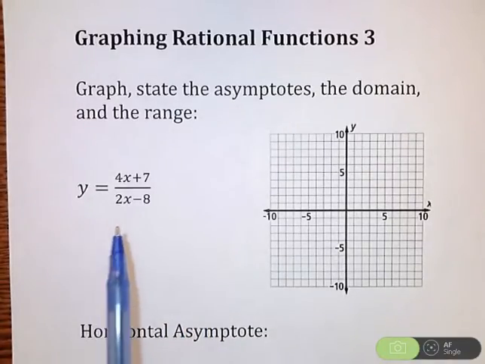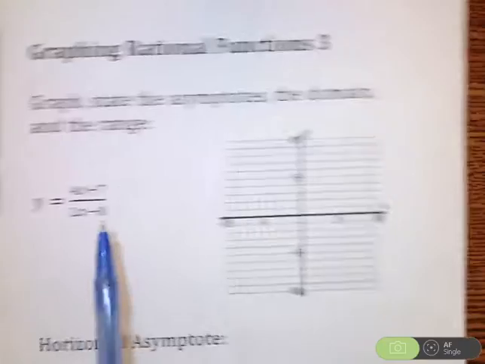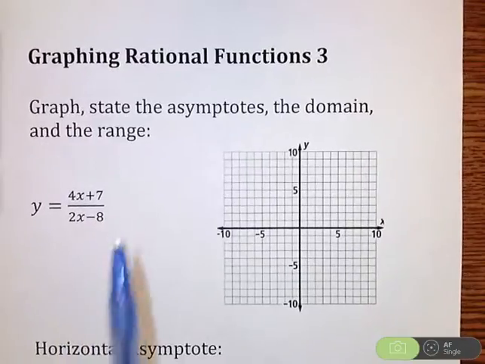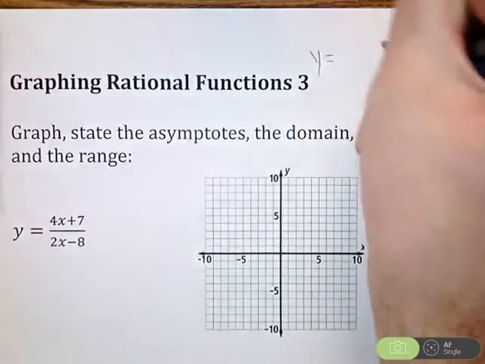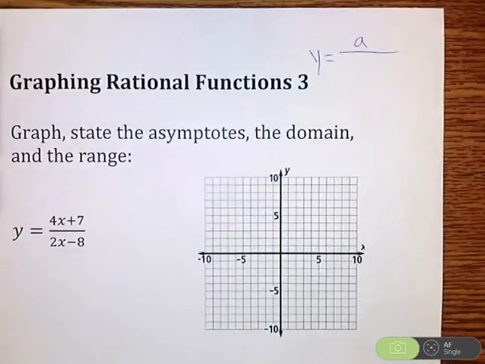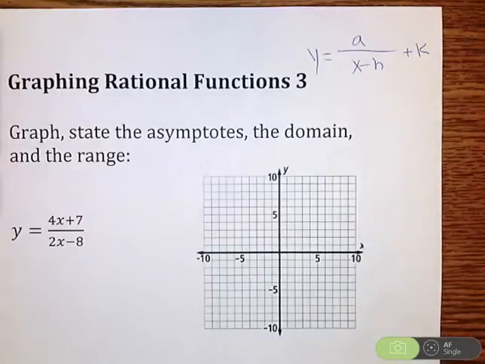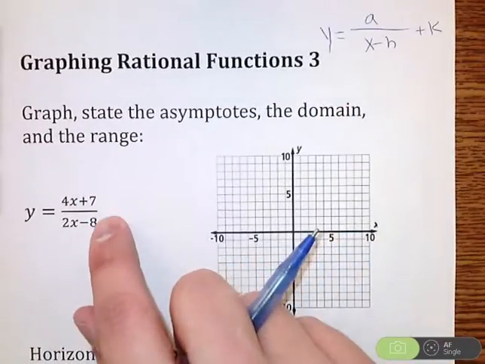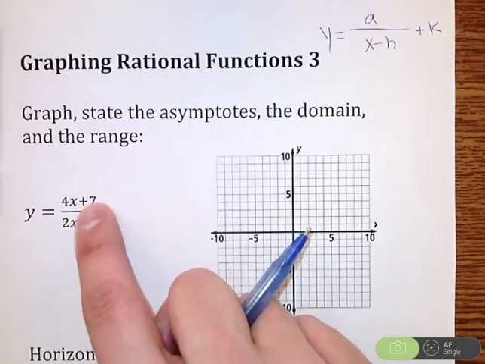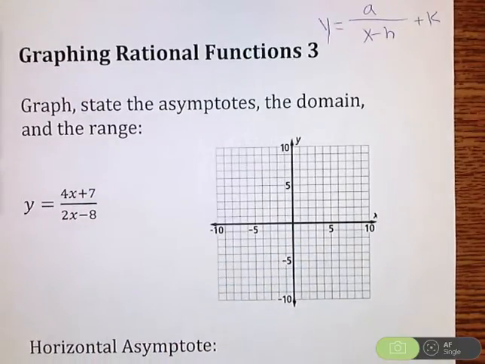So we're going to graph and state the asymptotes, the domain, and range of this rational function. We have y equals 4x plus 7 divided by 2x minus 8. The first thing I notice about this equation, which I talked about in graphing rational functions 1 and 2, is that we're no longer of the form of just some constant a up top and x minus h plus k. This one's different because I now have x's on top and bottom.